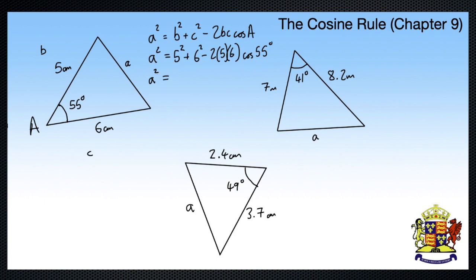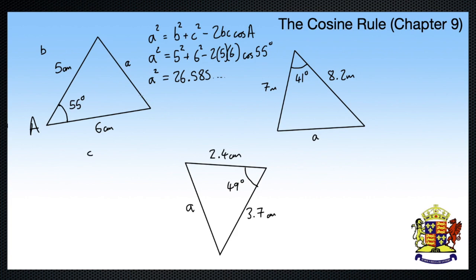Once you fill this in, you can just put it in. So 5 squared plus 6 squared minus 2 times 5 times 6 times cos of 55. This gives me 26.585. So that's my answer. Oh wait, no it's not. I haven't square rooted it. Okay, so make sure that you square root it. It should be obvious if you haven't square rooted it. 26 is clearly not the right answer.